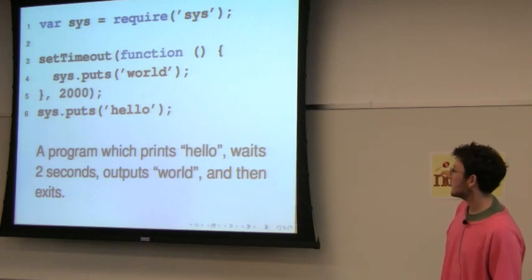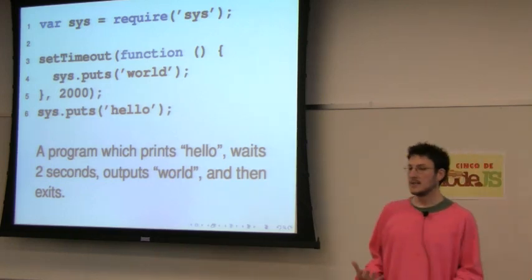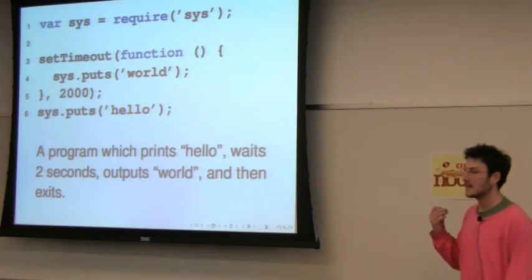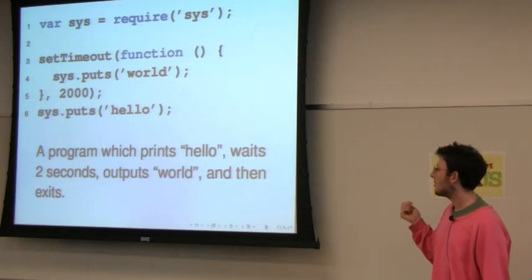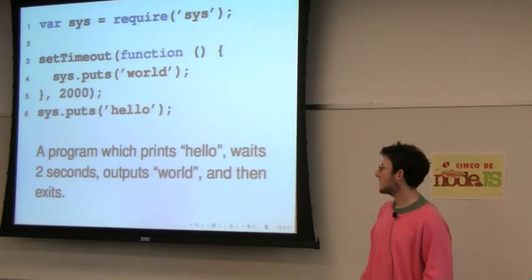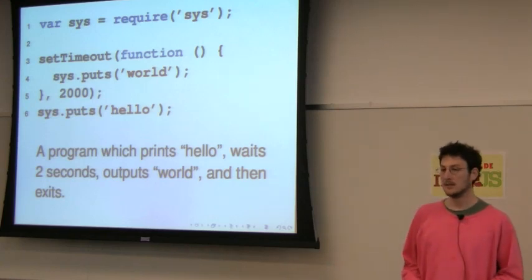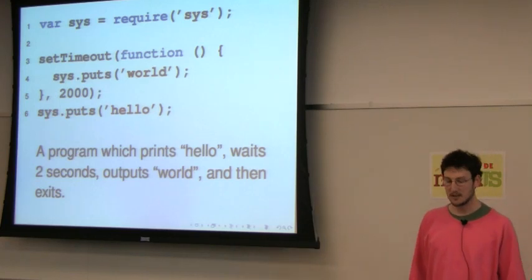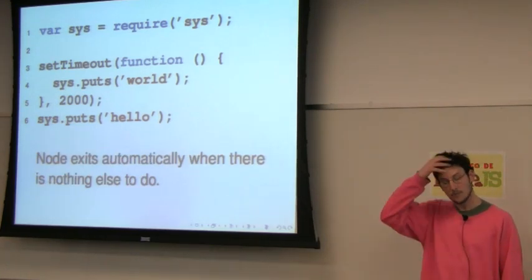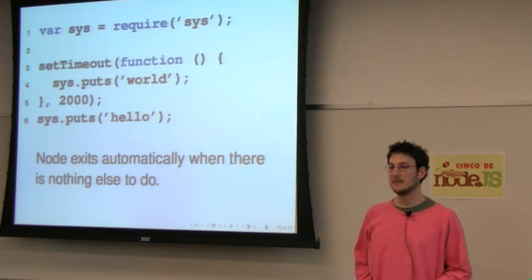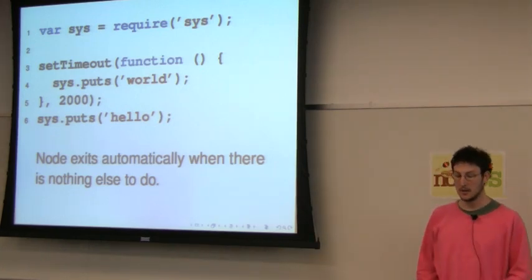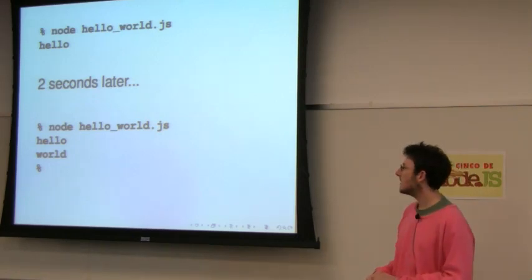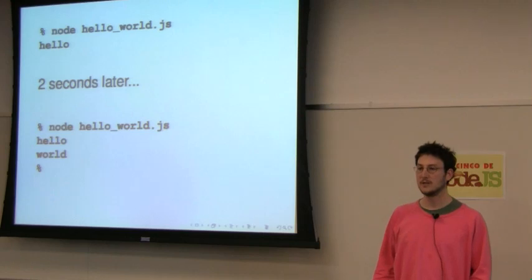And in lines 3 through 5, we do a set timeout, just like on the browser. Okay, and we do it for 2,000 milliseconds. And then on line 6, we print hello. So what does this program do? First, it prints hello, and then it prints world. Hopefully, any JavaScript browser-side programmer could intuitively guess what this program does. And then Node has this property where it exits automatically when there's nothing else to do. So if you put that into helloworld.js and you call it with the Node program, you'll get hello, and 2 seconds later you'll get world, and then the process exits.